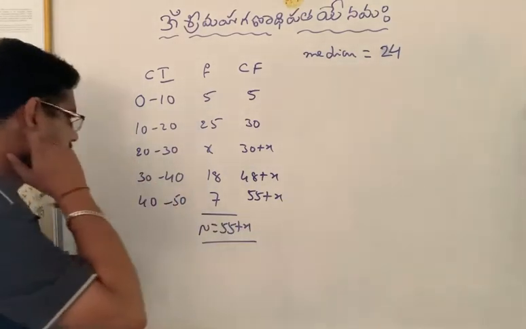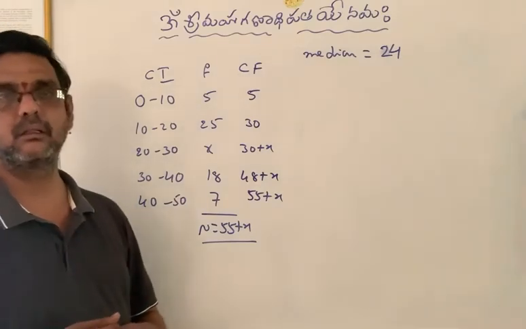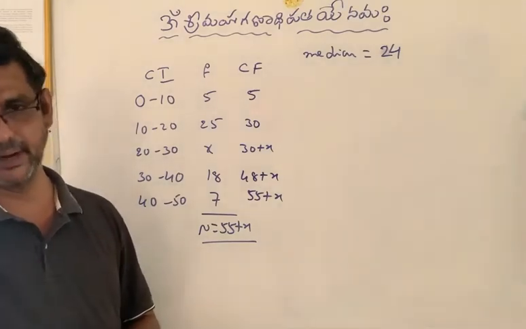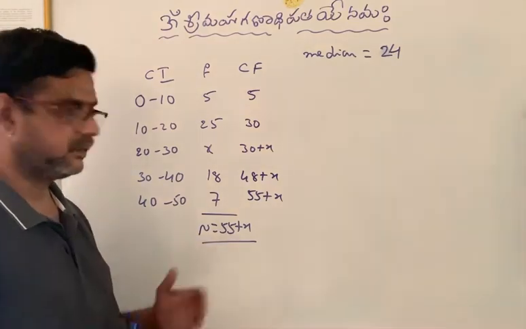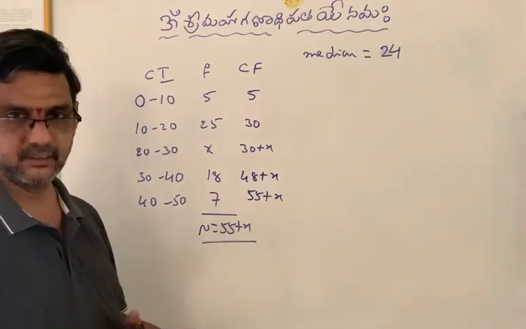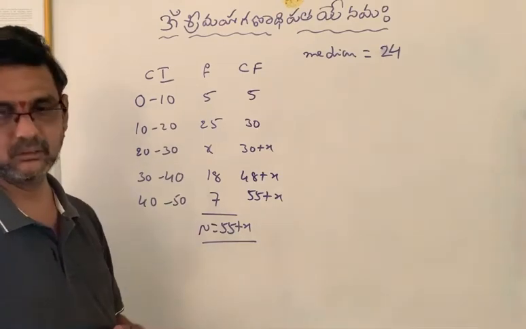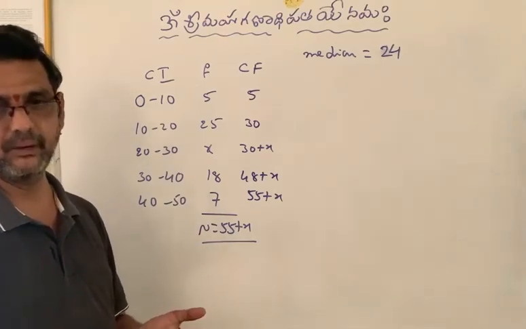Now, we need to find out the median class. How can we find out the median class? We don't know n. n is 55 plus x, and x is unknown. How can we find out the median observation first?